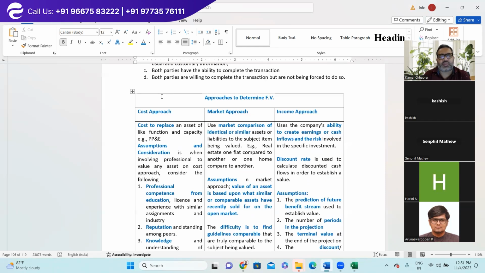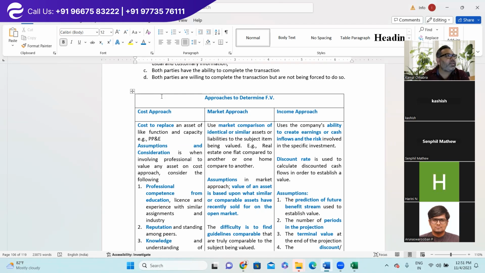So the approaches to determine fair market value or fair value. The first one is cost approach, second is market approach, and third is income approach. So the cost approach, as the name suggests, is the cost which you need to pay for replacement of any asset, replacement of any liability, that is called cost approach. Cost to replace an asset of like function and capacity, for example, property, plant and equipment. So that is called cost approach.